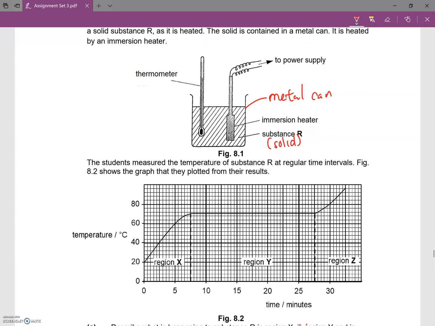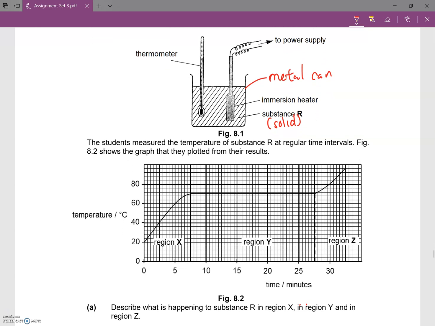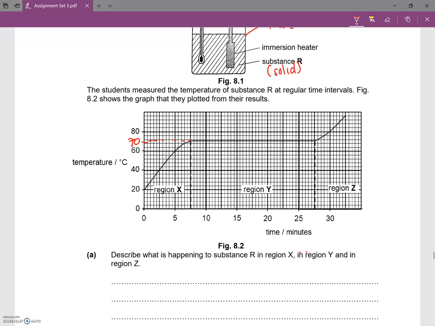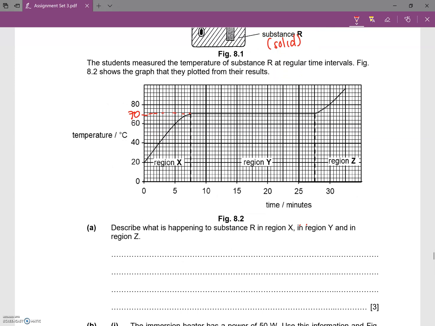Now, the student measures the temperature of substance R at a regular time interval. Figure 8.2 shows the graph they plotted from their results. So we do know that the temperature increased until it reached about, over here, about 70. Okay, then the temperature remains constant. Then the temperature went back up again. So describe what is happening to substance R in region X, region Y, and region Z.